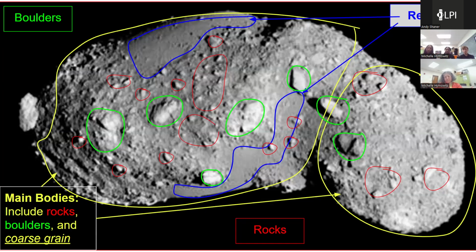I noticed a lot of different boulders, and there were a lot of rocks, and almost the entire thing was covered with rocks and coarse grain. But there were also two smoother patches of regolith that I noticed, which were interesting because the rest of the asteroid was covered with rock and coarse grain.